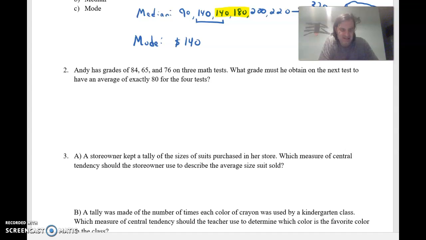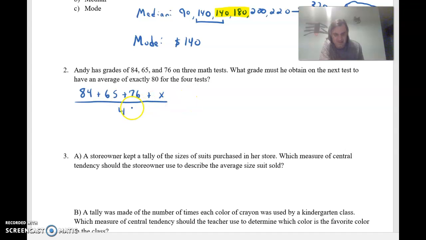It says Andy has grades of 84, 65, and 76 on 3 math tests. What grade must he obtain on the next test to have an average of exactly 80 for the 4 tests? So let's talk about how he would calculate an average. He would say 84 plus 65 plus 76, and he's got another test, which we'll just call X, all over 4. And that has to equal 80.